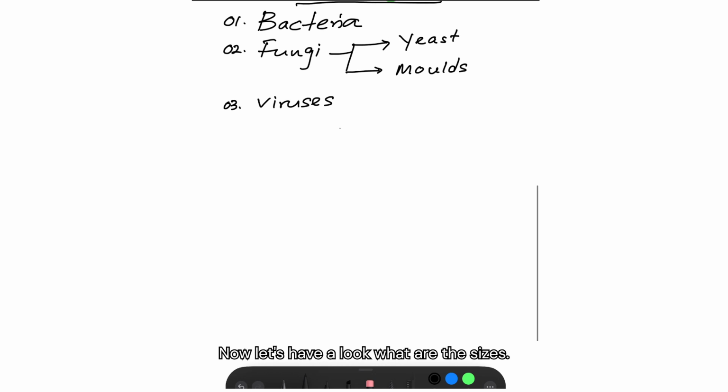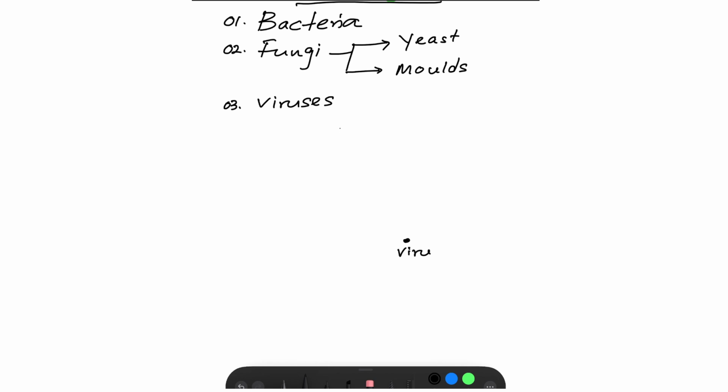Now let's have a look at the sizes, and then we'll compare the sizes of each of the microorganisms. What is the smallest microorganism from this group? It's definitely viruses. What would be the size? It's around 0.1 micrometer. Then the second place is the bacteria cell.